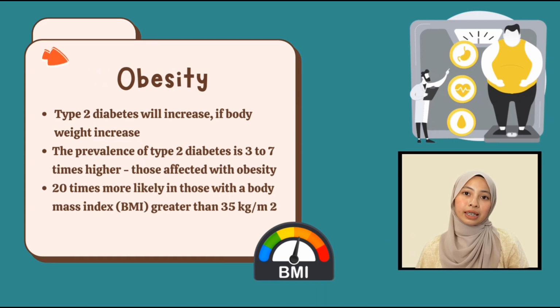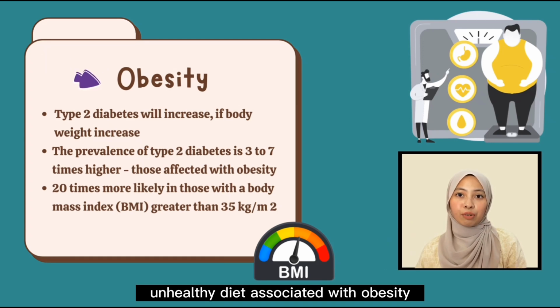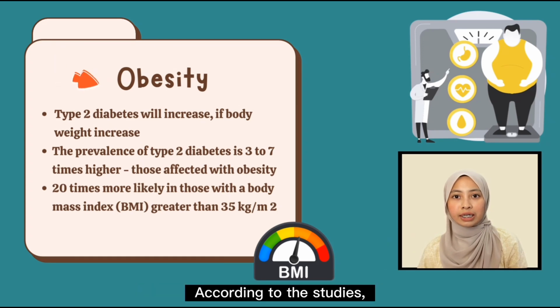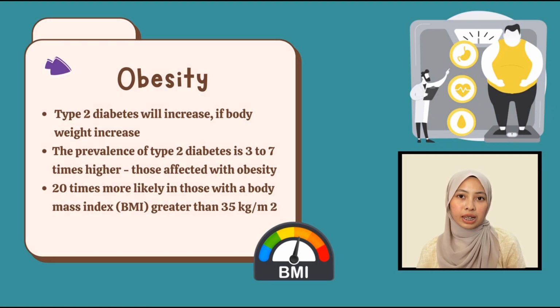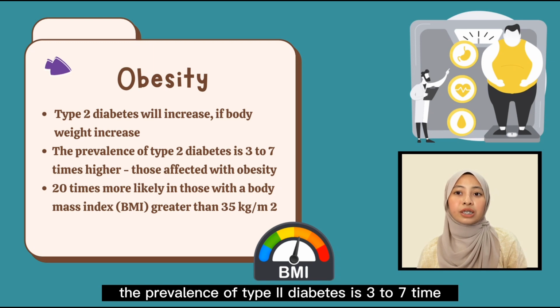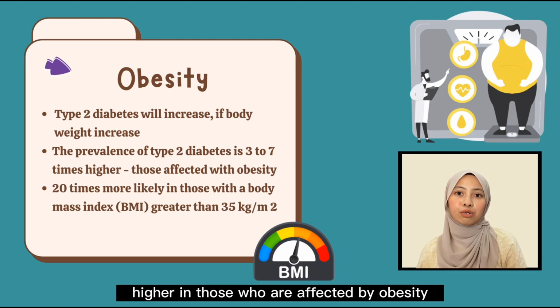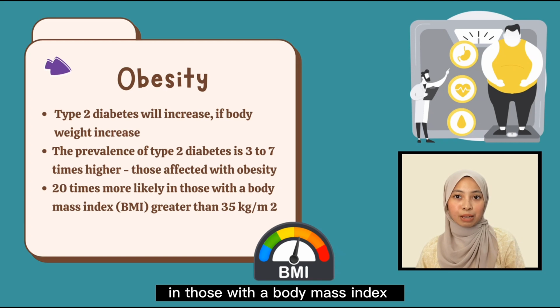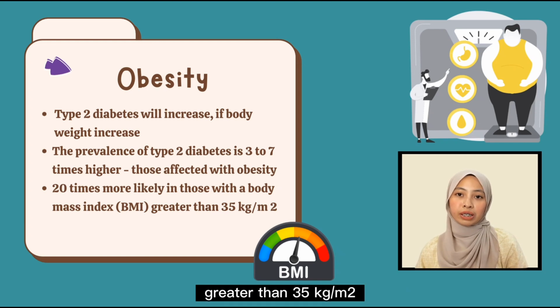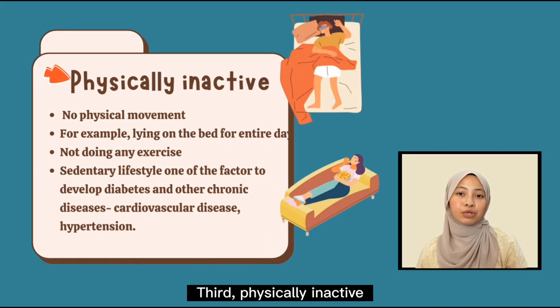Secondly, obesity. Unhealthy diet is associated with obesity. According to the studies, type 2 diabetes rises with increased body weight. The prevalence of type 2 diabetes is 3 to 7 times higher in those who are affected by obesity than in normal weight adults, and is 20 times more likely in those with a body mass index (BMI) greater than 35 kg/m².